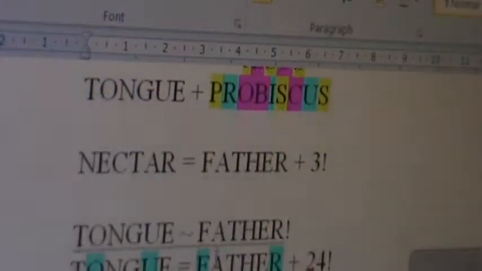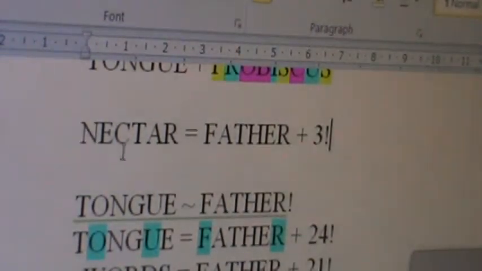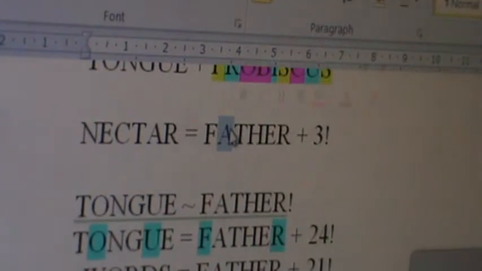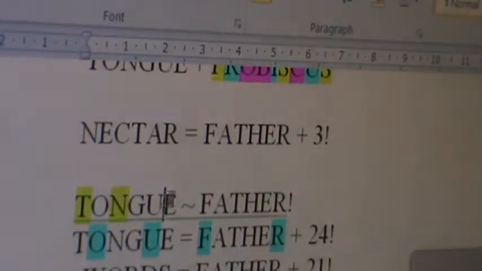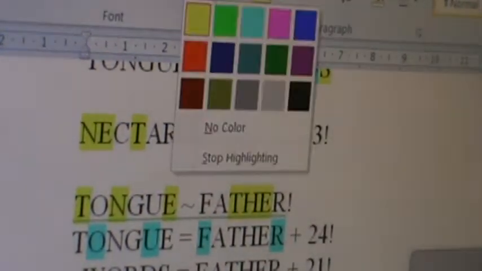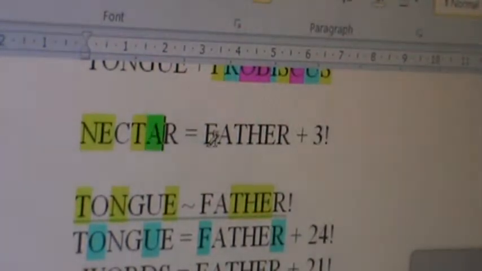Okay, but it's flawless in its design, just like the word tongue, where you have the 1 plus 1, the A no less, the T equals the T. In fact, it's the same 3 plus 2's as exist in tongue. Very obvious, isn't it? The 3 plus 2's that exist in tongue are the exact same 3 letters that exist in nectar. And then the A equals the A in Father.